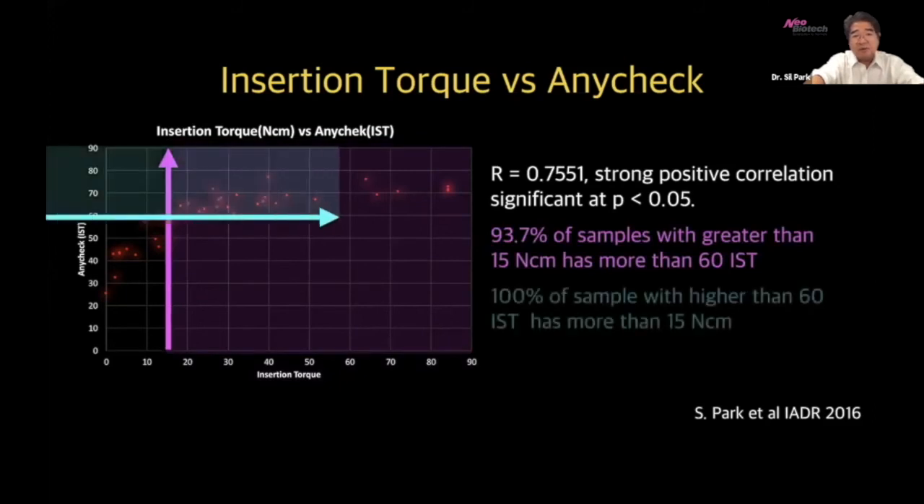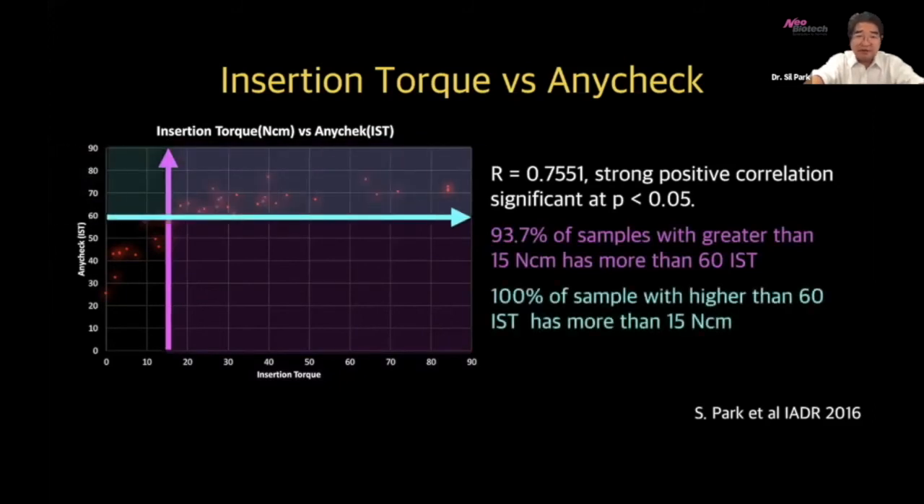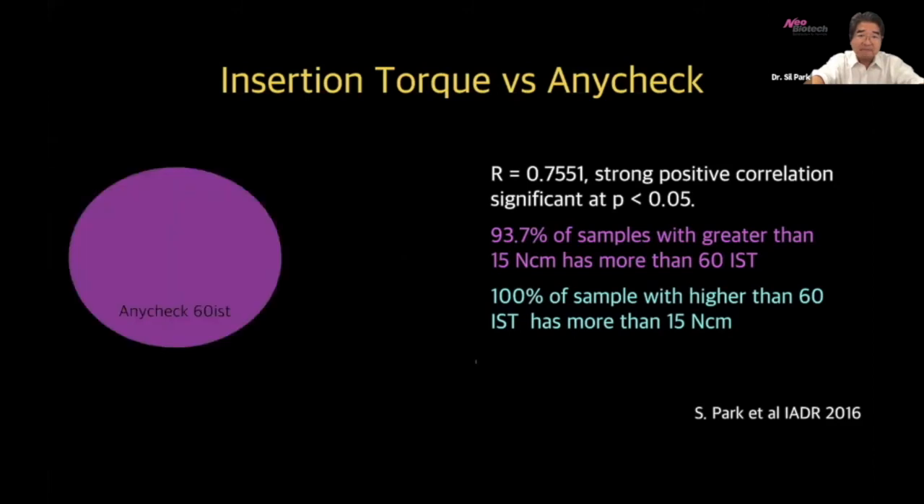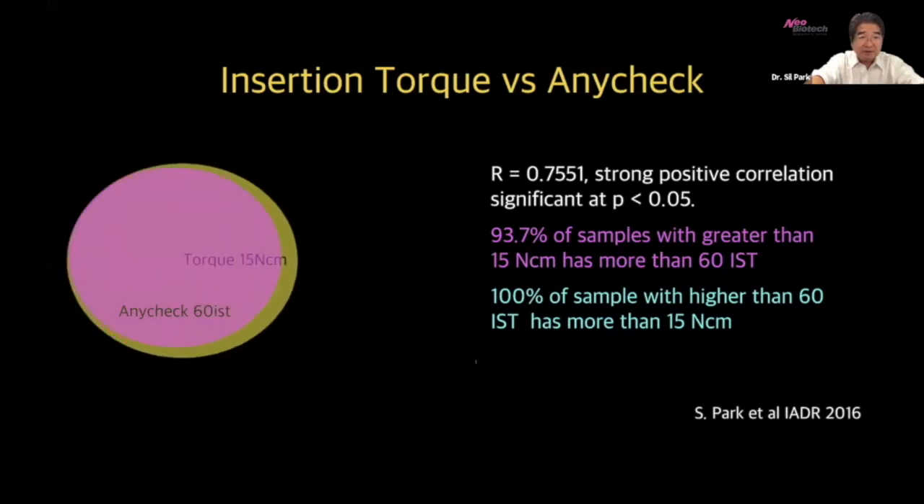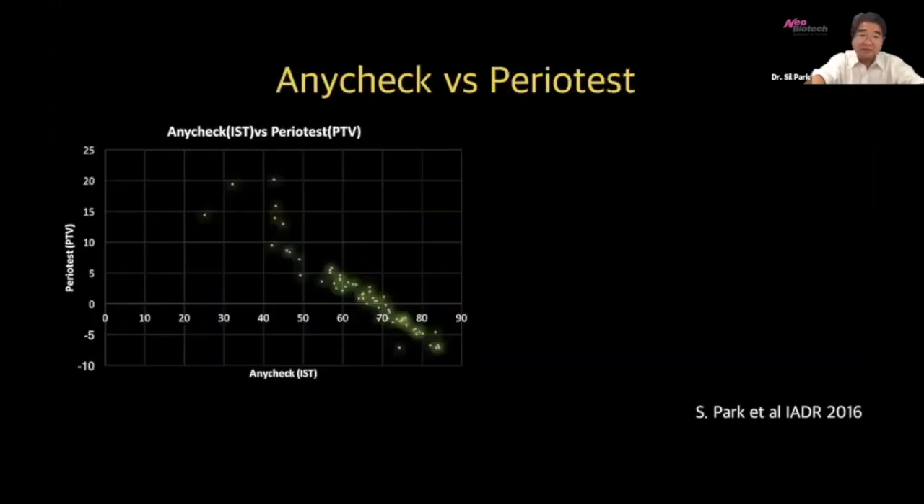However, when I look at the threshold theory, I realize something. Once we measure the implant stability with the AnyCheck and it has a 60 ISQ, and then we measure the insertion torque and compare, the AnyCheck is inside of the torque 15 Newton centimeters. In this case, AnyCheck is quite reliable and almost the same as a torque.